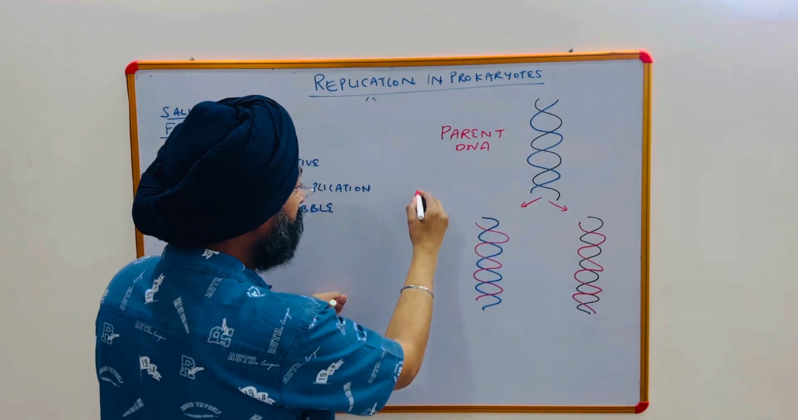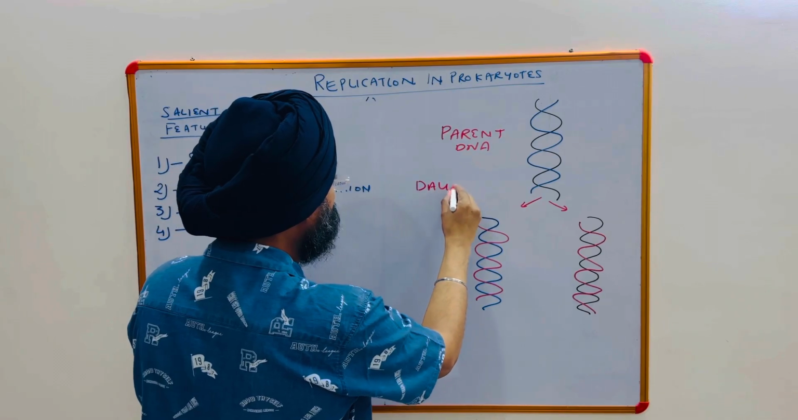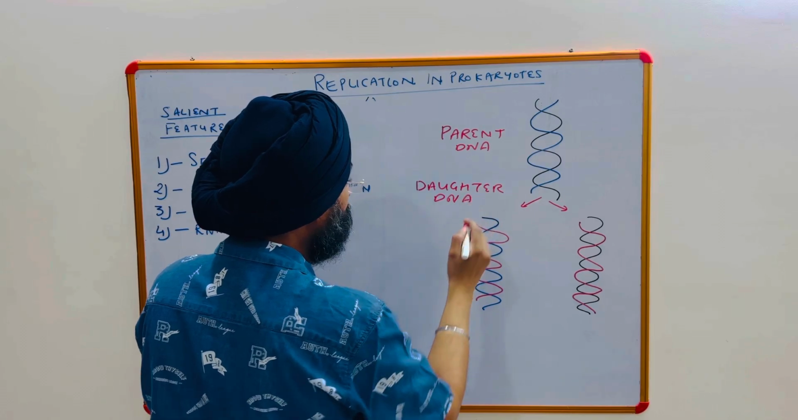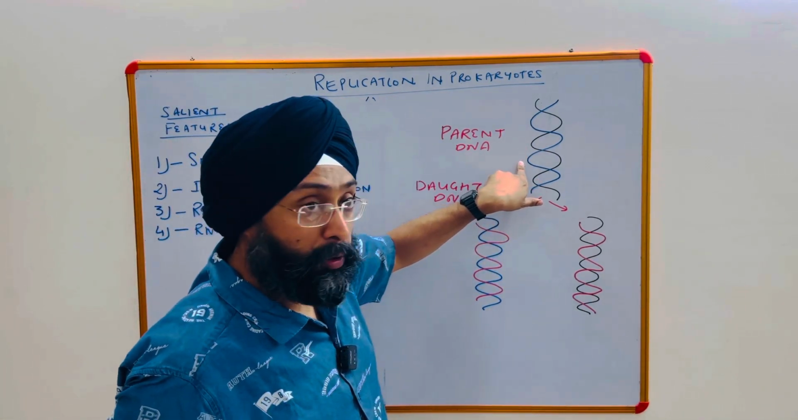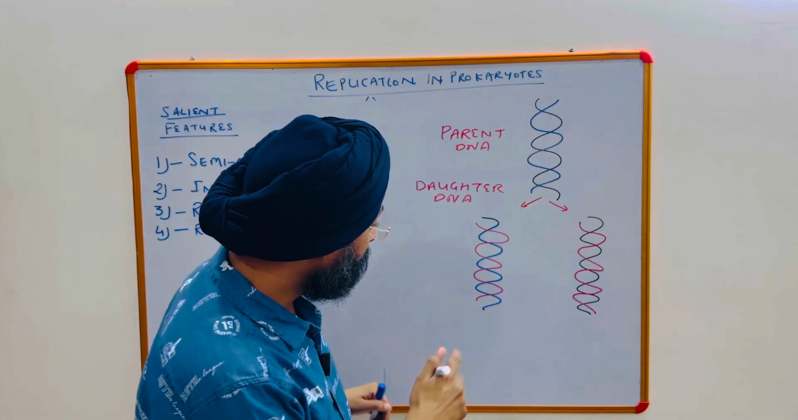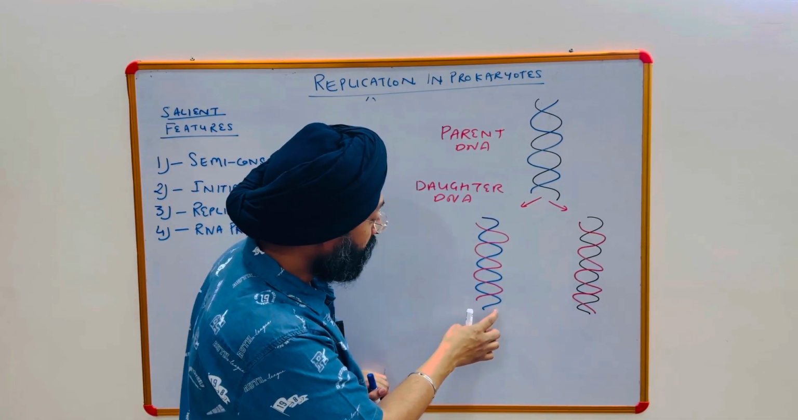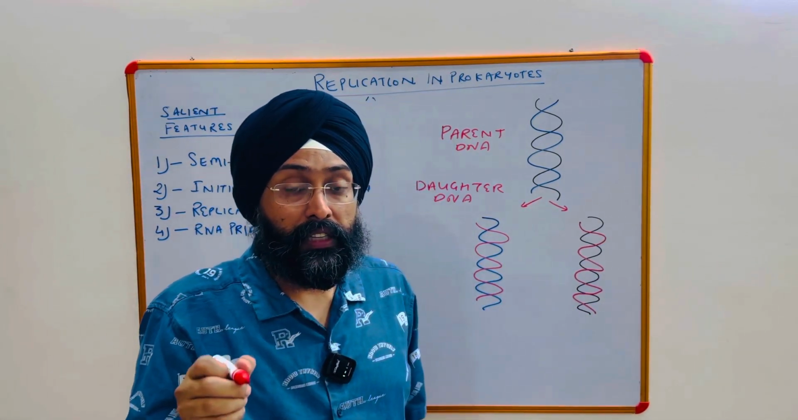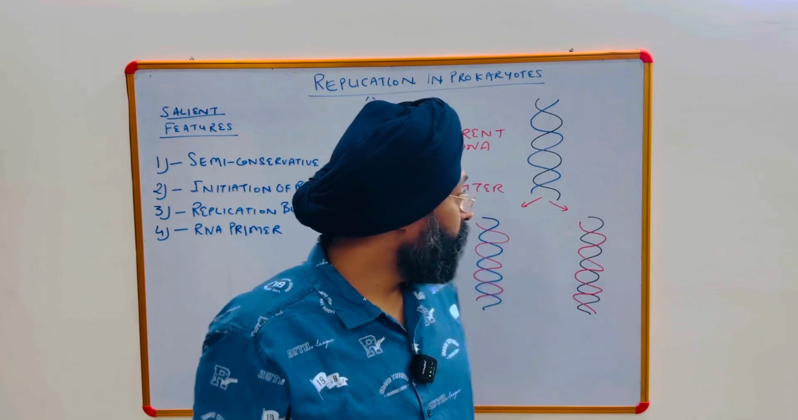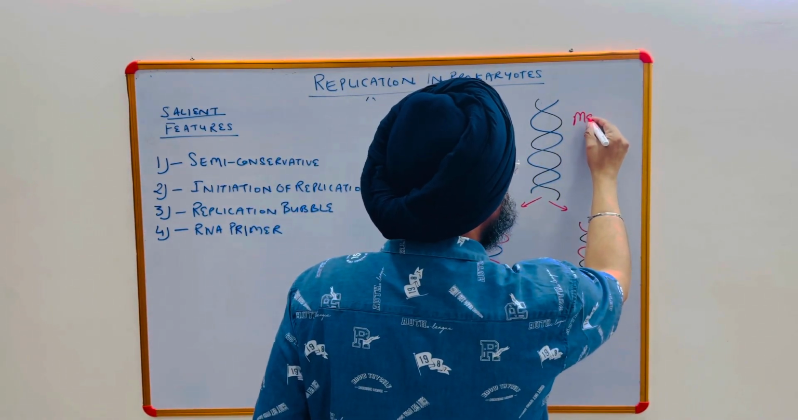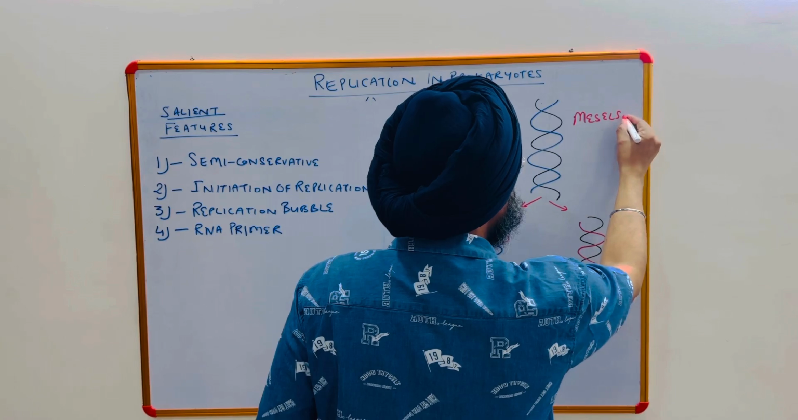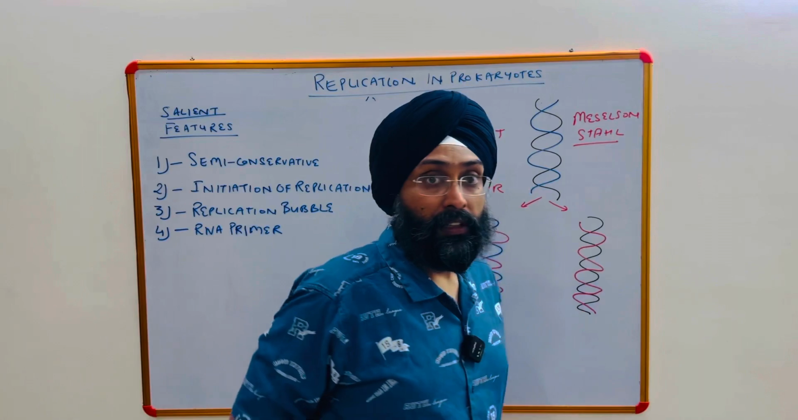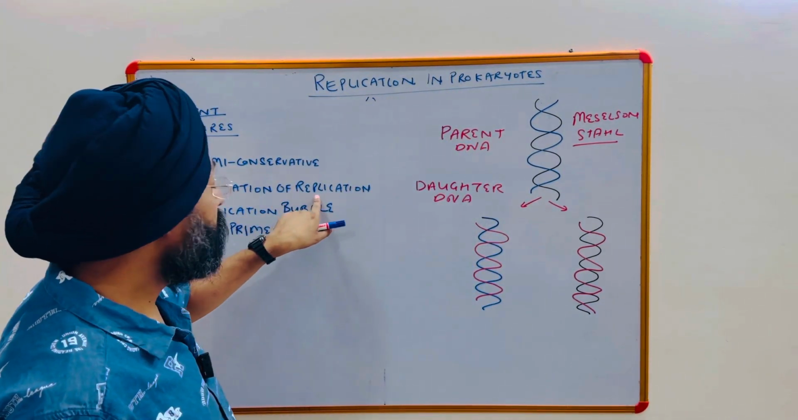So this parent DNA is there and these are the two daughter DNAs, right? And since one strand is blue in color and the other is black in color, in this one the blue strand is there, it is semi-conservative, and one strand is black, so half of the original DNA is conserved, right? So this was proved by the scientists Meselson and Stahl experiment, right?